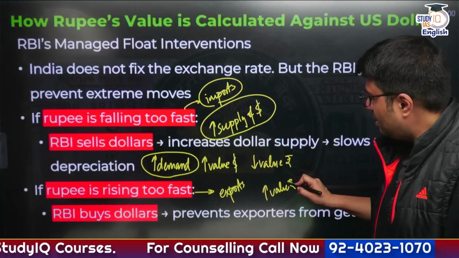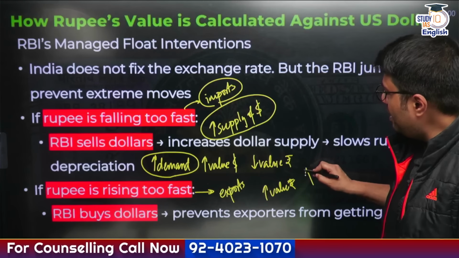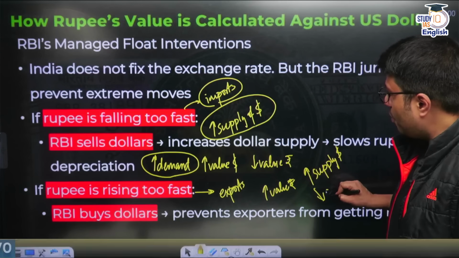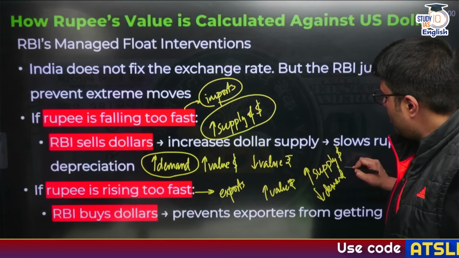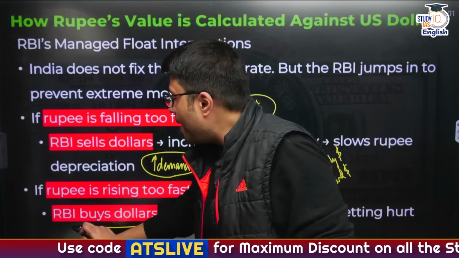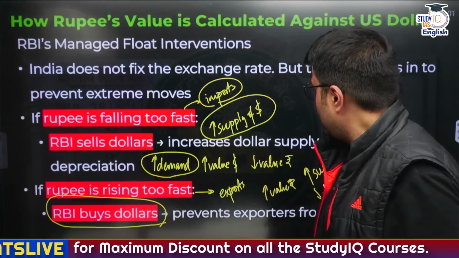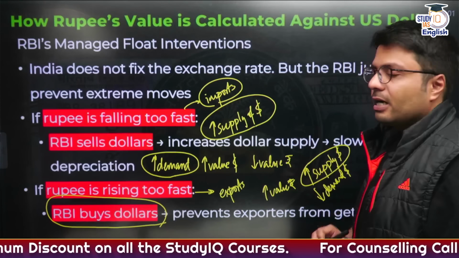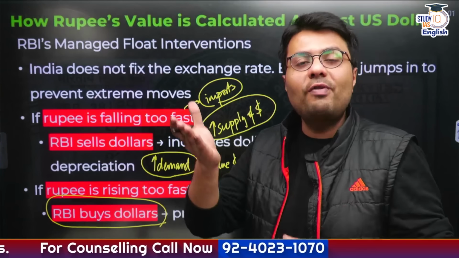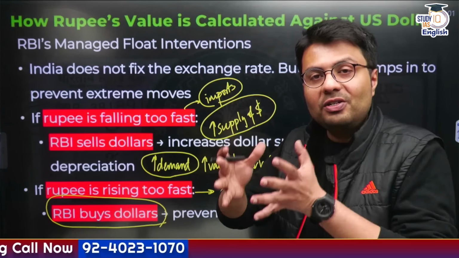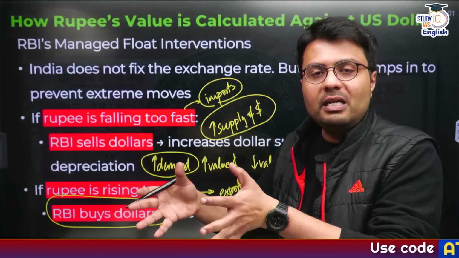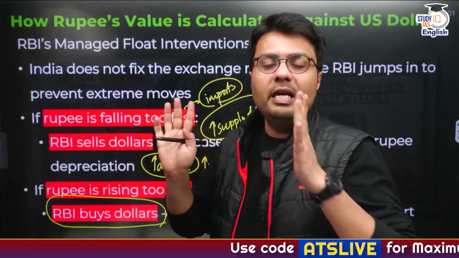Let me rephrase it. When the value of rupee is increasing, it means the supply of dollar in the Indian forex market is very high and correspondingly the demand for dollar is very less. So what would RBI do in this case? RBI would buy excess dollars from the forex market in order to create a supply crunch, and this supply crunch would cool down the value of rupee by increasing the value of dollar. So in case of excess appreciation, RBI decides to buy dollars, and in case of excess depreciation, RBI decides to sell dollars in the forex market.